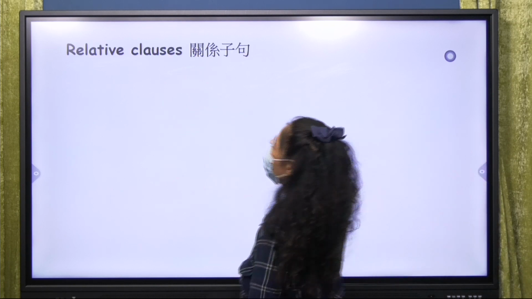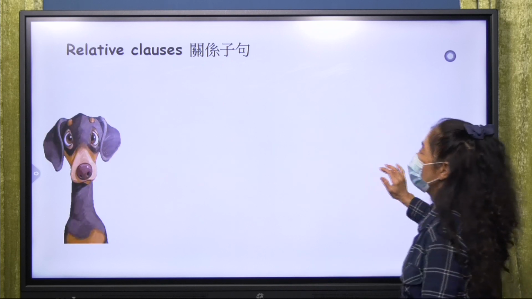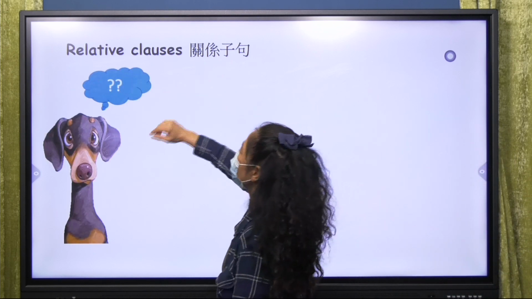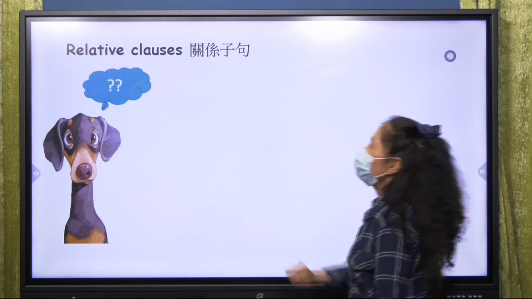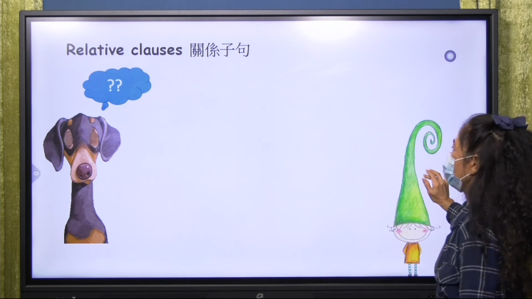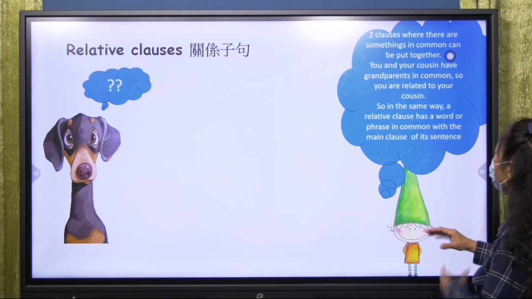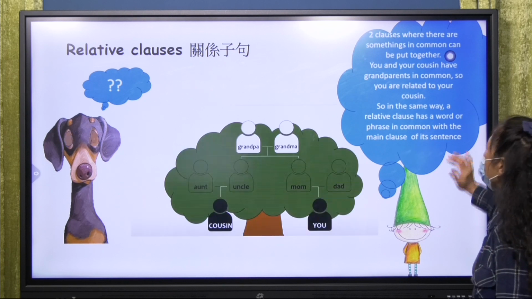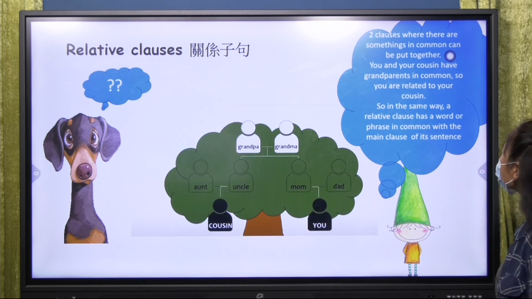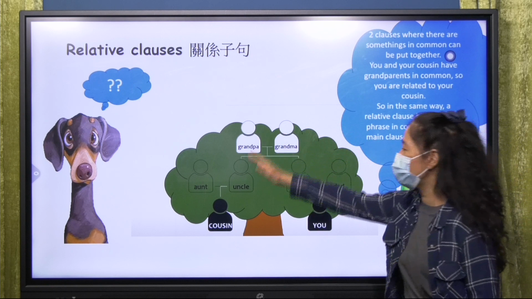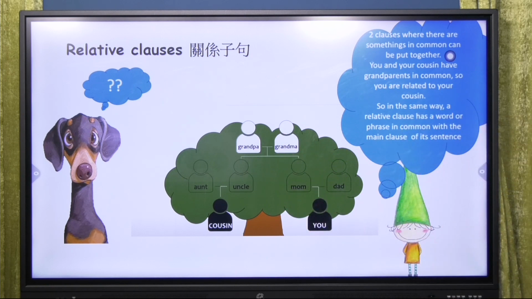Okay, so Miss Long, right now you mentioned clauses. What about relative clauses? Now, look at the word relative clauses. So what are relative clauses? As I said, two clauses can be put together, but there is something in common. Look at this family tree, okay? Something in common.